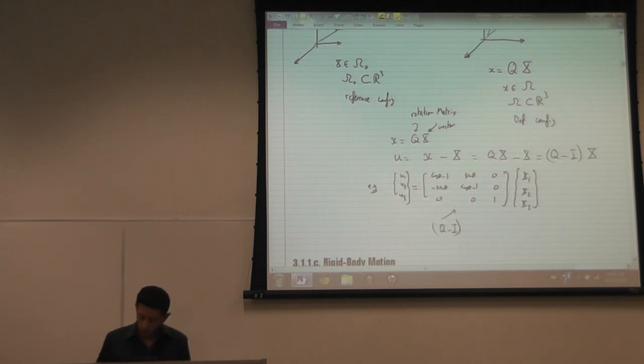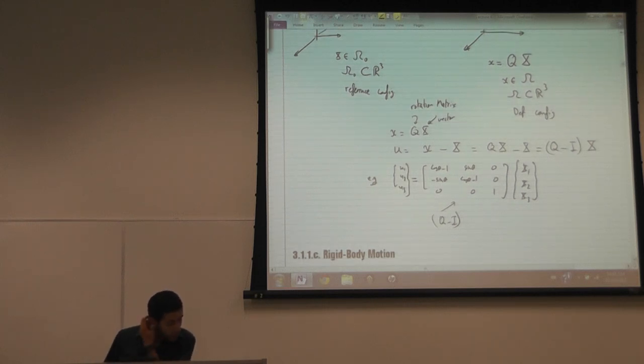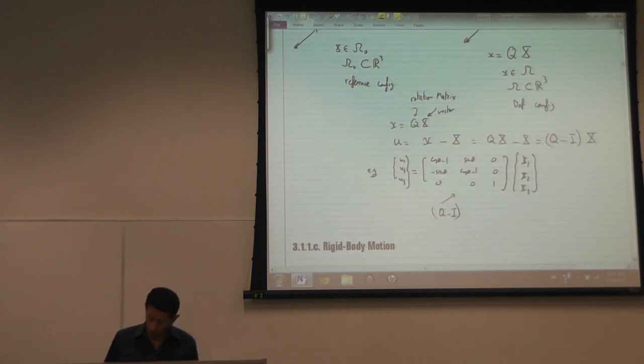In your book, there are a few examples, and there is some Mathematica code. If you copy the Mathematica code and paste it in your browser, you can see that objects actually transform.